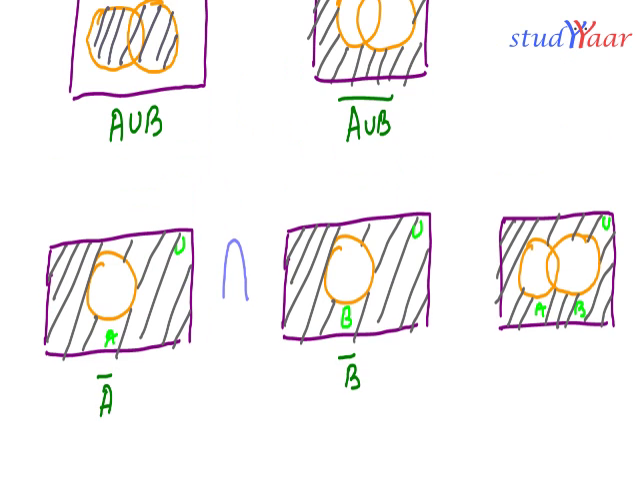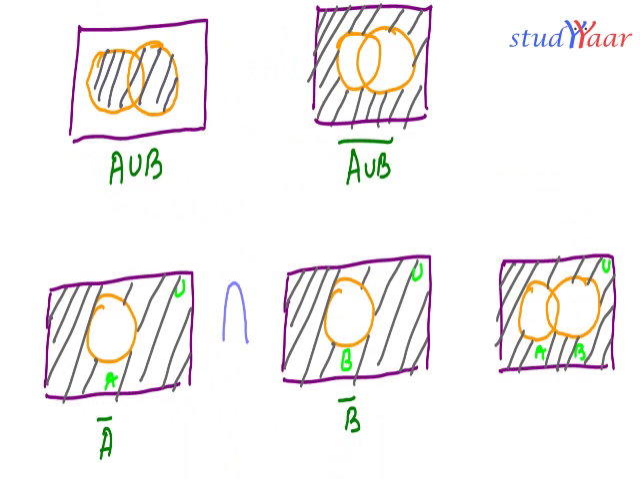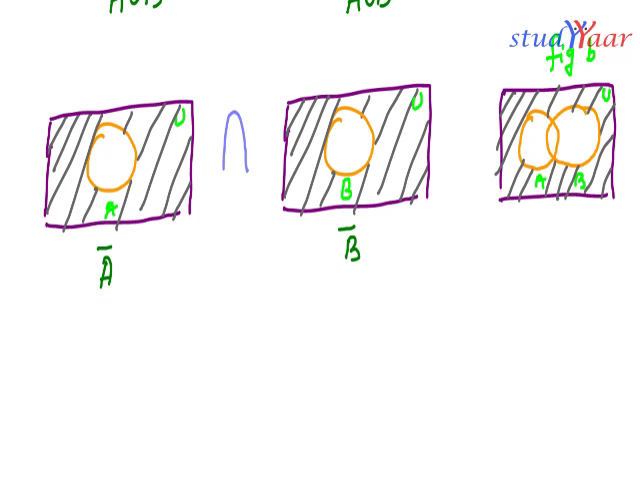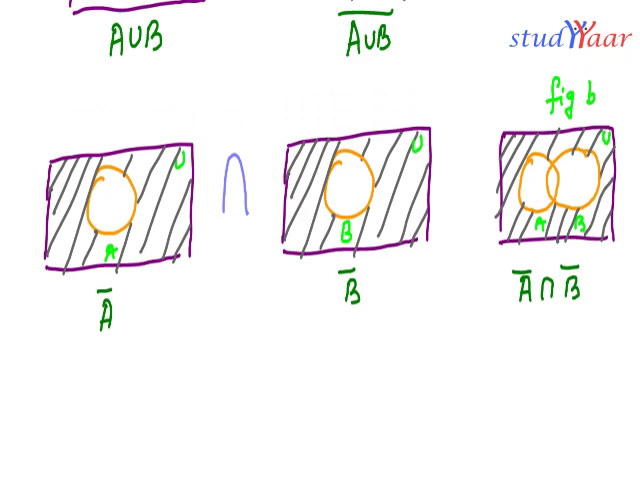Now if you look at this particular figure and at this particular figure, you are going to see that both figures are the same, both are depicting the same region. Therefore let us call this figure A, and let us call this figure B. What is figure B? Figure B is complement of A intersection complement of B.